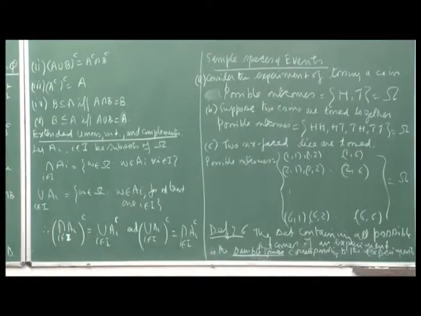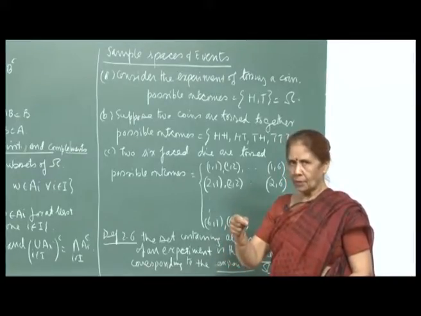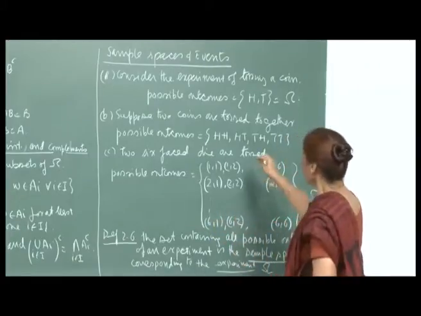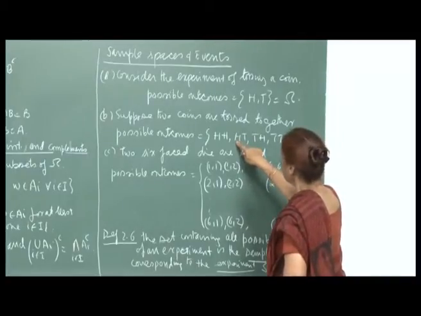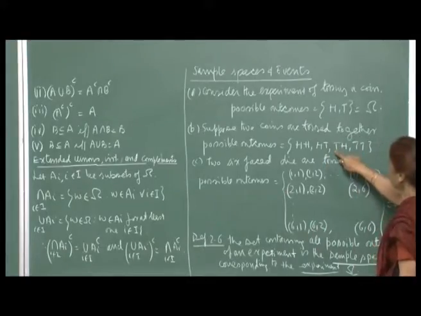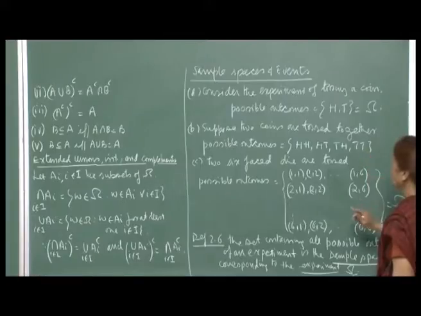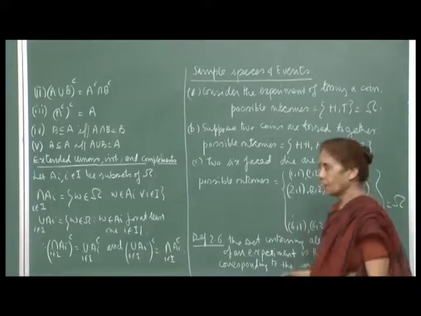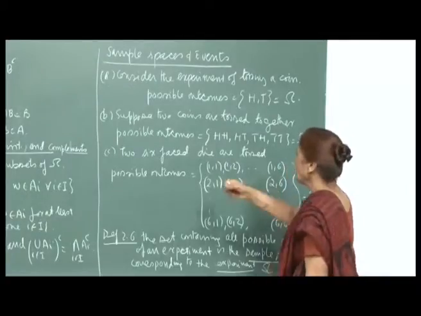Similarly, if I toss 2 coins together, let us just name one coin as number 1 and the other as number 2. When both of them show head, this will be HH. If the first coin shows the head and the second coin shows the tail, then it will be HT, and if the first coin shows a tail and the second coin shows a head, then the outcome would be TH. In case both of them show tails, this will be TT. So, this will be the set of all possible outcomes when you are tossing 2 coins together, and this will be your sample space.